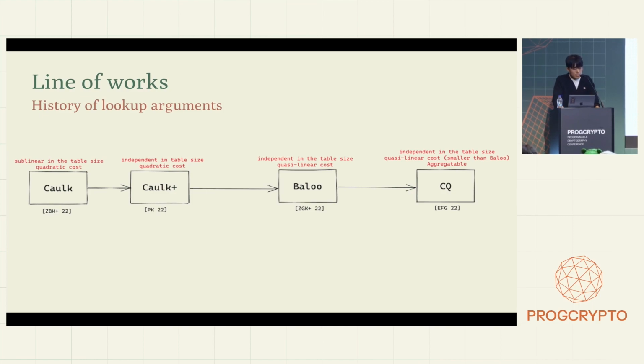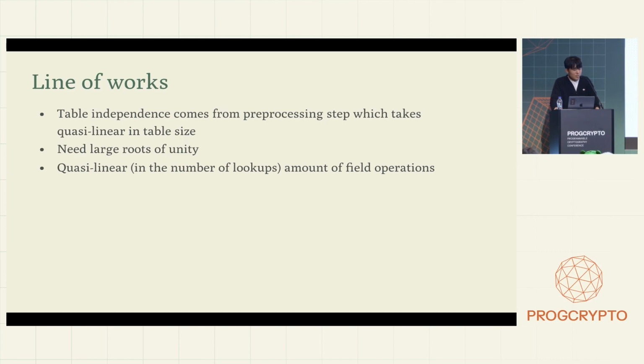This is the line of works for lookup arguments. Of course, these are not all the lookup arguments that came out, but they are quite significant works. They all focus on removing the dependency on the table size and reducing the cost of the prover, which is linear in the number of lookups. Of course, these works were really great.